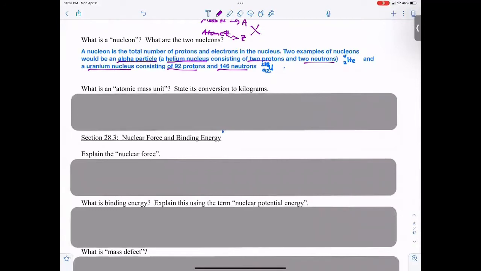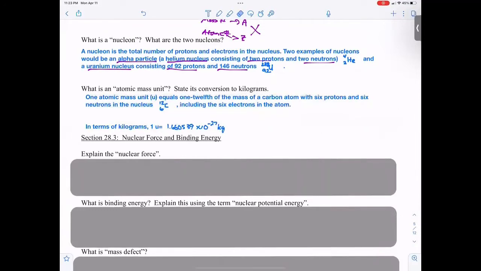What is an atomic mass unit? State its conversion to kilograms. Well, one atomic mass unit, which is labeled u, 1 u, is equal to 1/12 of the mass of a carbon atom with 6 protons and 6 neutrons in the nucleus, including the 6 electrons in the atom. And so in terms of kilograms, 1 u is equal to 1.660539 times 10 to the negative 27 kilograms.